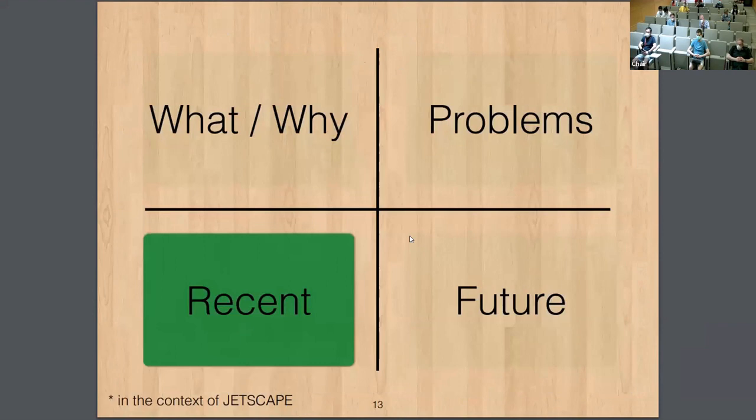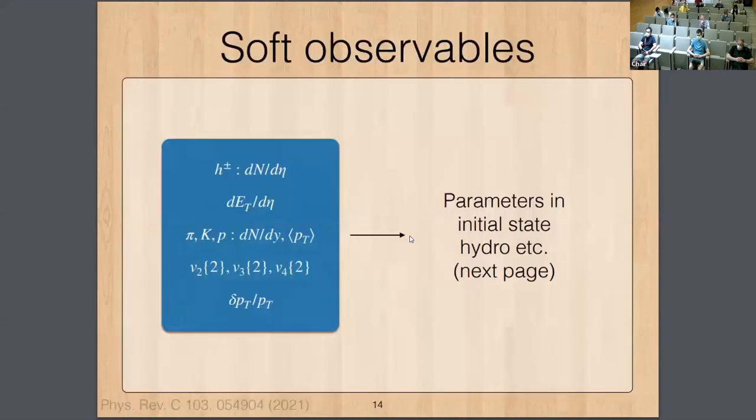Okay, so let me move to what has been done recently in the context of JETSCAPE. I will not talk about, for example, Trajectum and other efforts, but mostly focus on what's done in JETSCAPE. There are two main analyses in recent years. The first one is what we call the soft Bayesian analysis. The idea is we take the soft observables, the dN/dη, dE_T/dη, and so on, and v_n, and we try to learn the parameters in the initial state, in hydrodynamics, and so on.